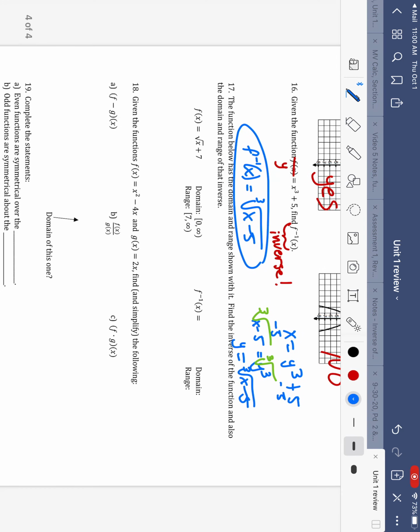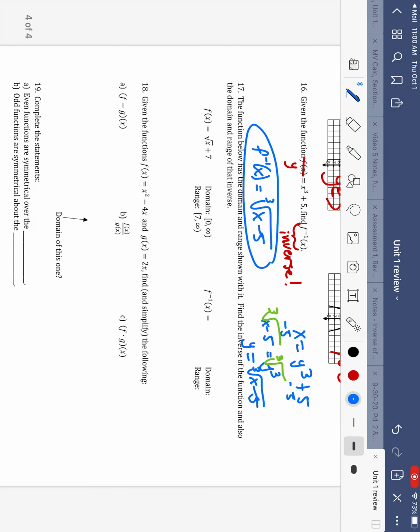Okay? All right, for number 17, I do want you to find the inverse function, but first let's talk about the domain and range. This right here is a square root function. It's moved up 7. So that's why the domain is everything to the right of 0. That's why I put that, and that's why the range is everything 7 and above, because this is the point 0, 7, and that kind of begins my problem.